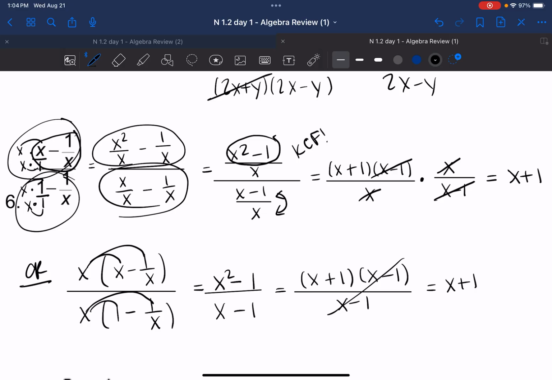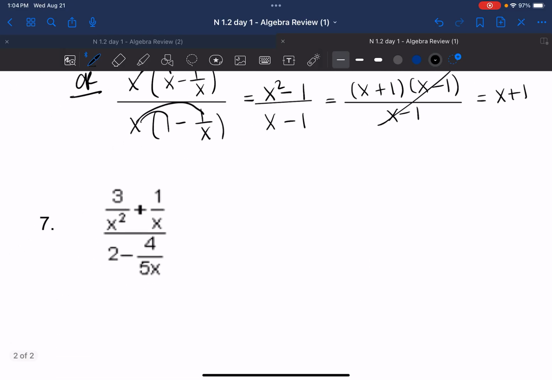All right, last example. For number 7, again, we're adding two fractions up here, and we need a common denominator between x squared and x. The easiest way to do that would be to multiply this by x to make it x squared, so I have to do that to the numerator as well. So that first fraction was 3 over x squared plus, once we multiply, we have x over x squared.